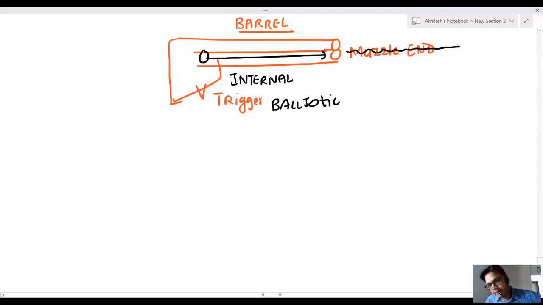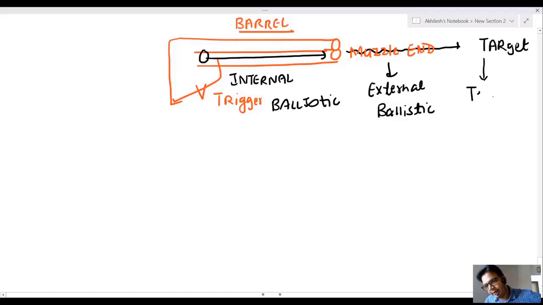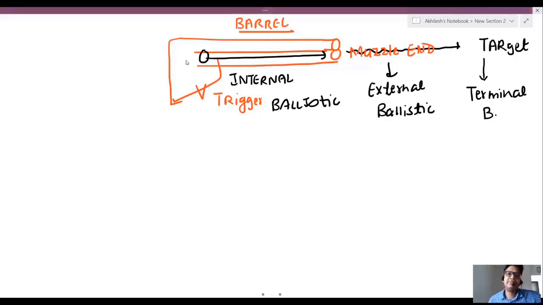Bullet traversing outside the barrel, this branch is known as external ballistic. And effect on the target, T for target, it is known as terminal ballistic. So internal ballistic, external ballistic, and terminal ballistic.